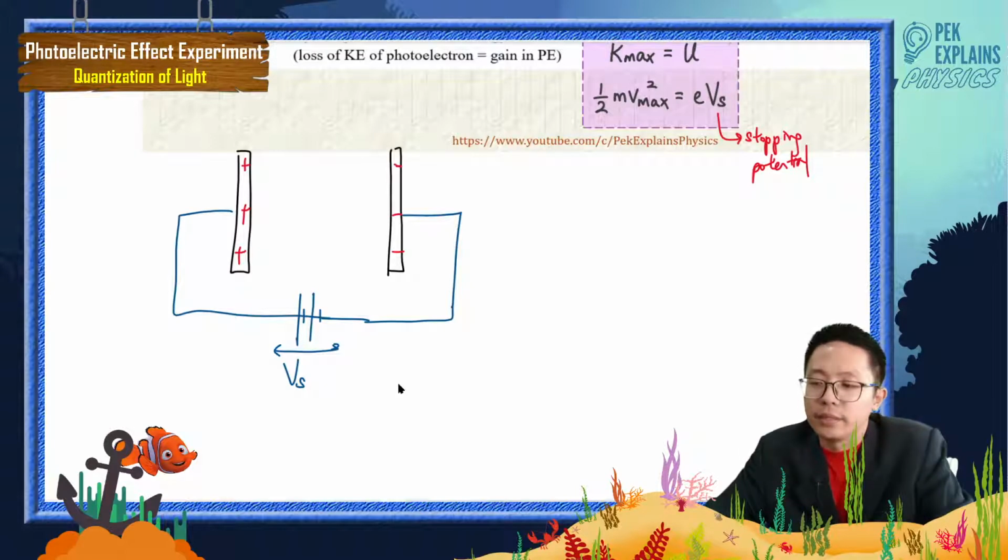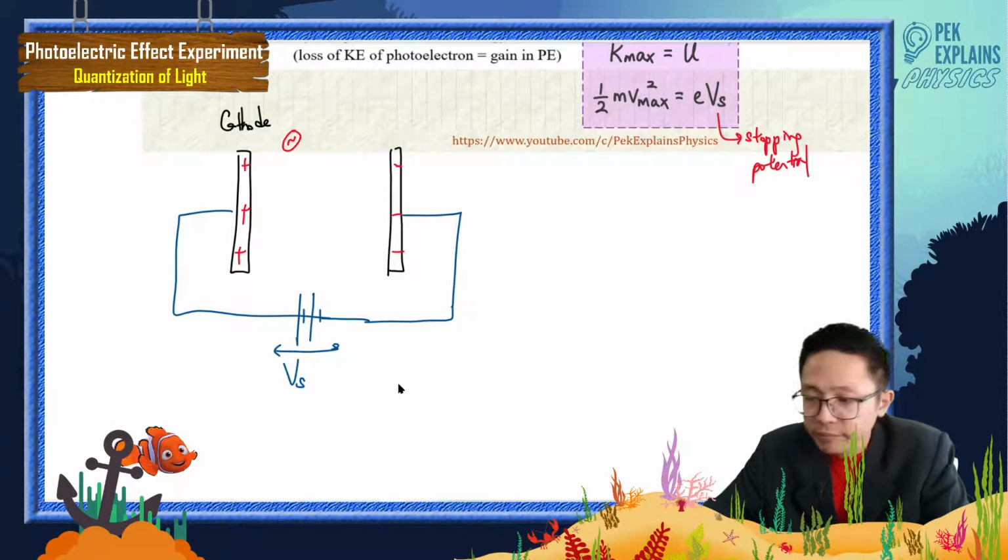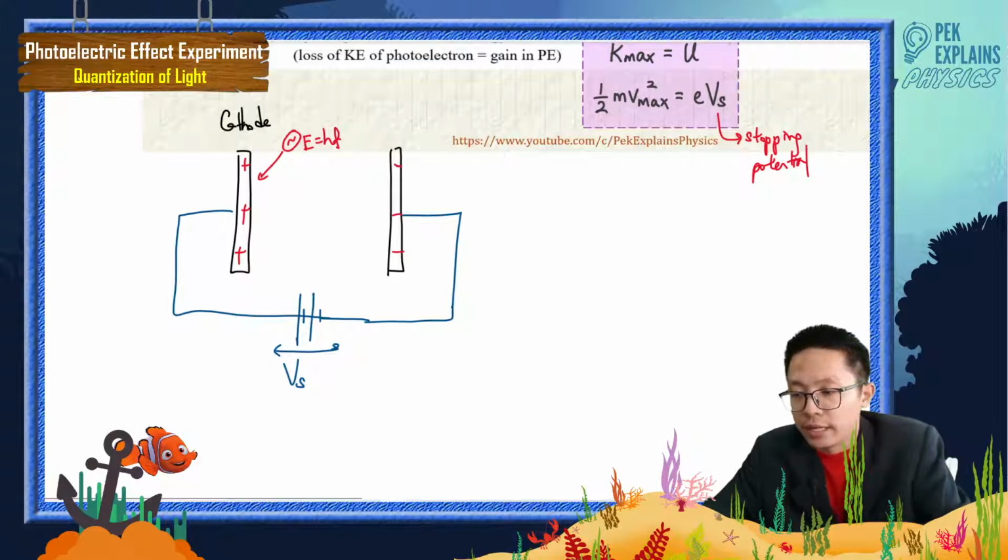So what happened is, we know that this is the cathode. It receives the energy from the light. So E equals hf. Now this photon has enough energy to eject an electron, so an electron is ejected, bursting out.